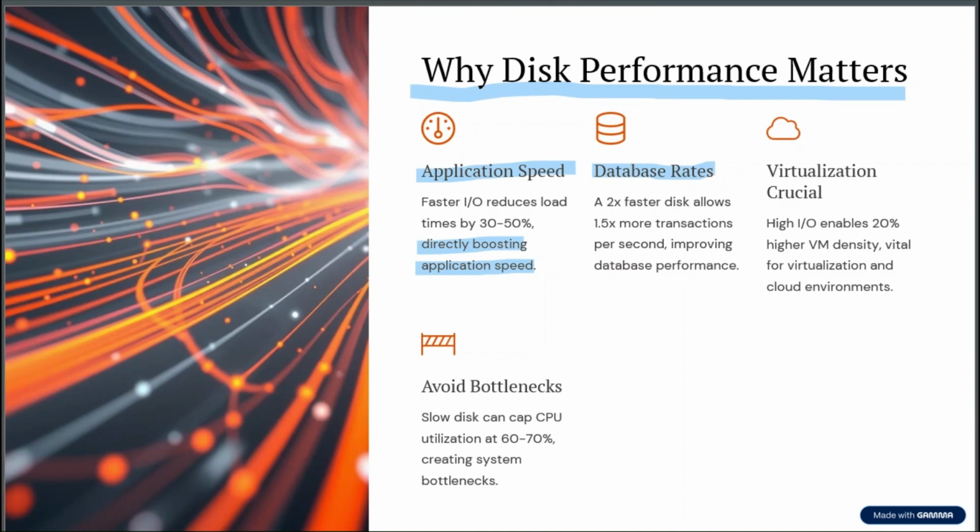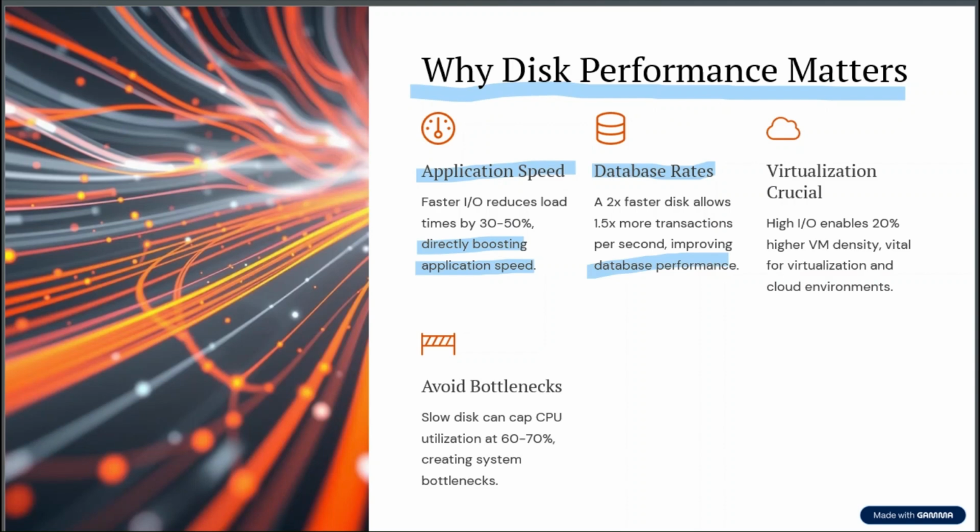Another thing is database reads. A 2x faster disk allows 1.5x more transactions per second, improving database performance. It means the fast working of our disk helps database performance and increases the efficiency of our database. Virtualization is also crucial. High input output enables 20% higher VM density, vital for virtualization and cloud environments.